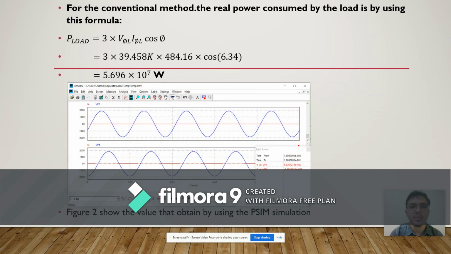So this is for the conventional method, the real power consumed by the load is by using this formula. P load is equal to 3. I don't want to waste my time, but I just mention the final value is equal to 5.696 times 10 power of 7 watt. And this is the graph I get from the PSIM software. Figure 2 shows the value obtained by using PSIM simulation.